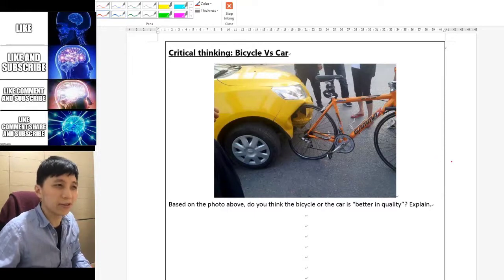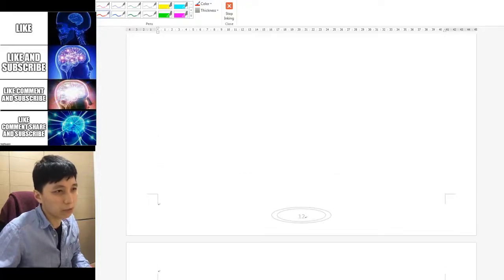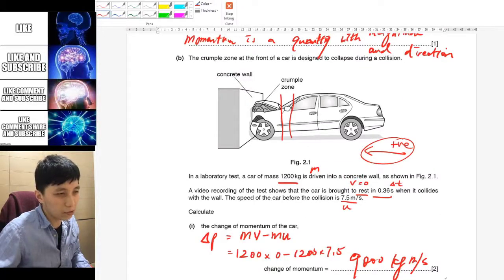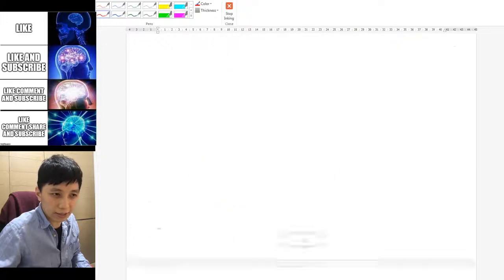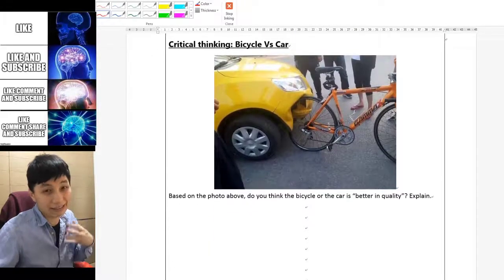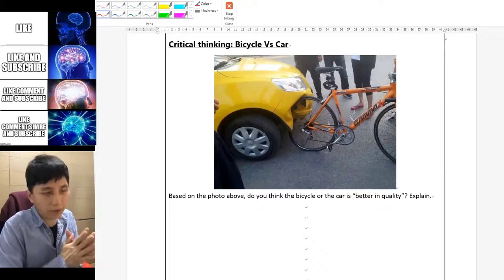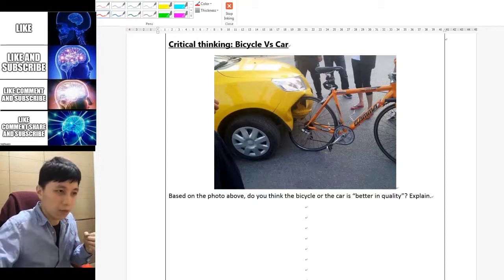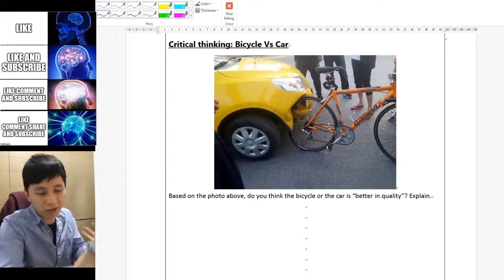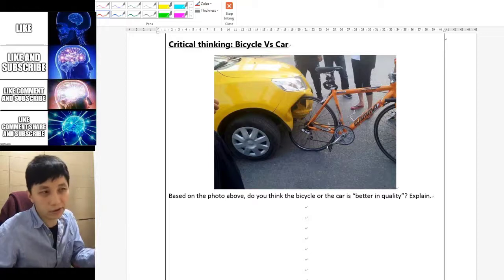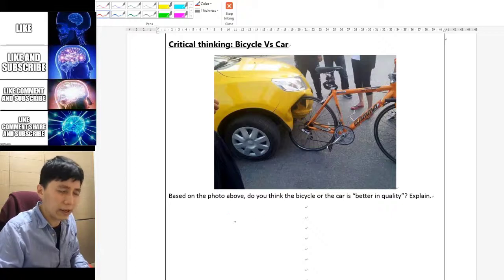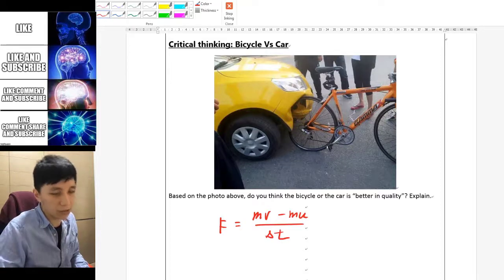Okay, I think the answer is actually pretty obvious. If you remember, there was a question that we did earlier about this, and you should realize that this is kind of a design of a car which actually protects the driver from car crash or collision. And of course, you can't just state the answer, right? You have to recall some concept or physics equation that can help you to explain. And the equation will be, once again, F equals to mv minus mu over delta t.